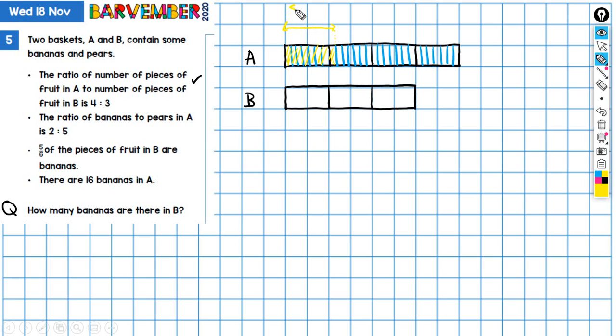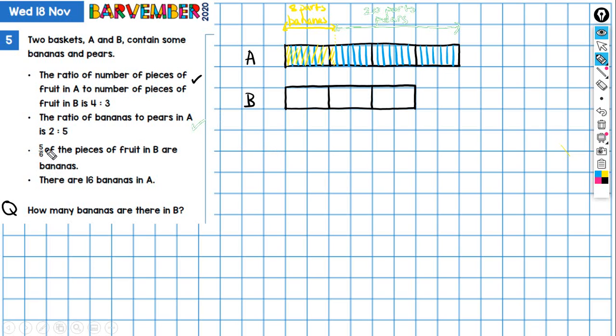So we have 8 parts bananas. Which means what? The rest of these are pears. That's going to be 20 parts pears. Not 20 pairs, but 20 parts pears. Okay, right, so that's that bit of information taken care of.